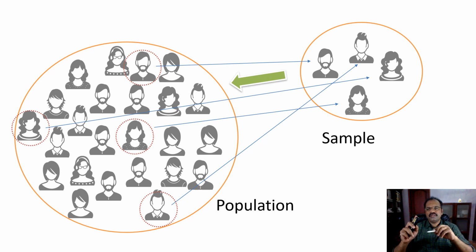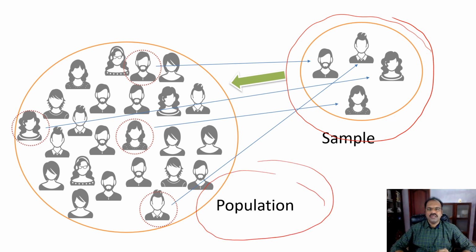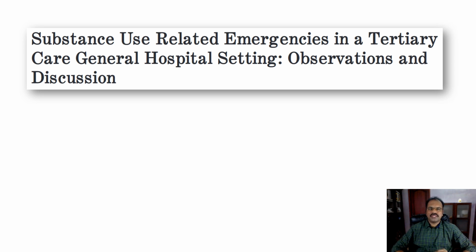But what can happen is the sample that you selected may not be fully representative of the population. So when that happens, we can say that you have a selection bias. For example, this is a study that we published in the article that I edit, Indian Journal of Psychological Medicine: Substance use related emergencies in a tertiary care general hospital setting, observations and discussion.